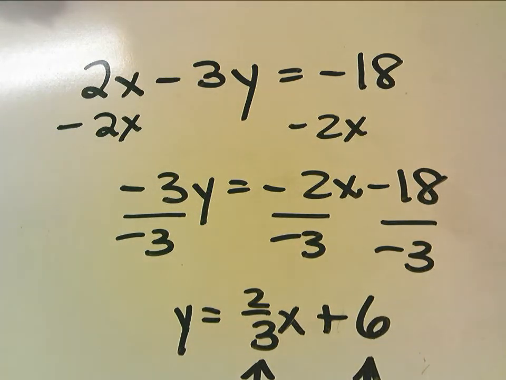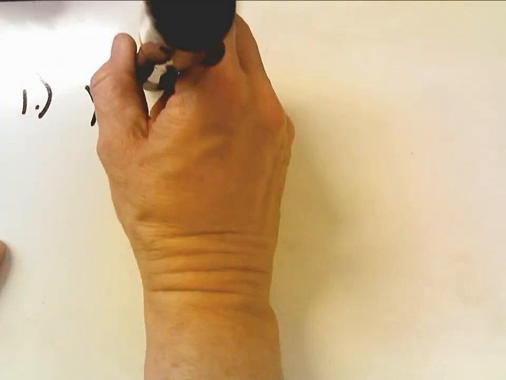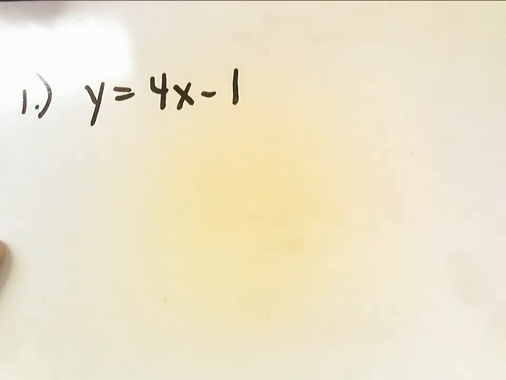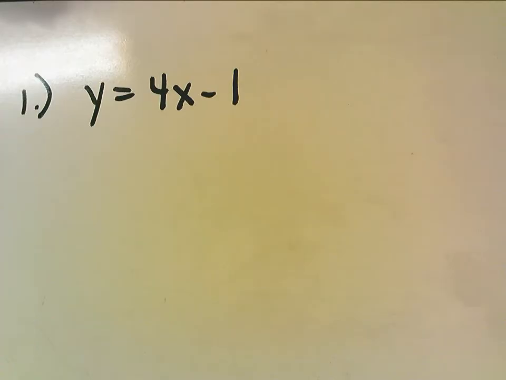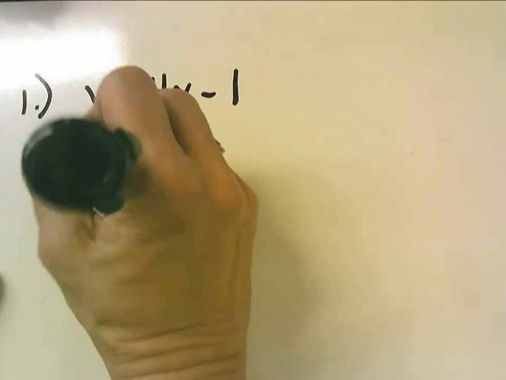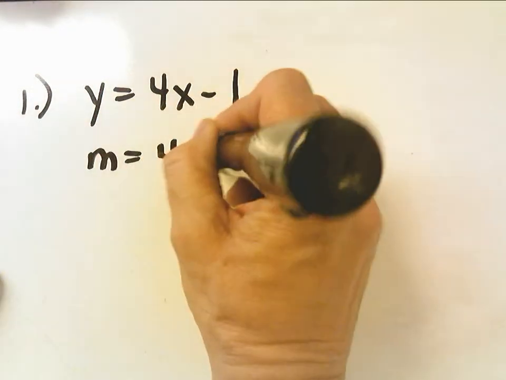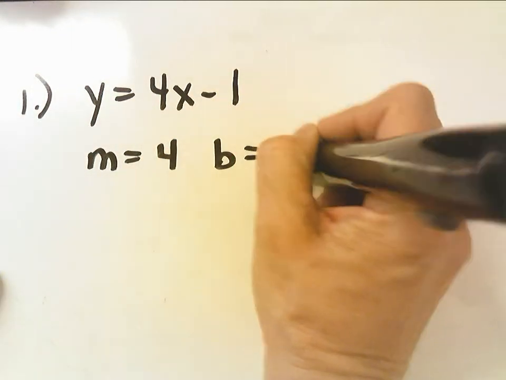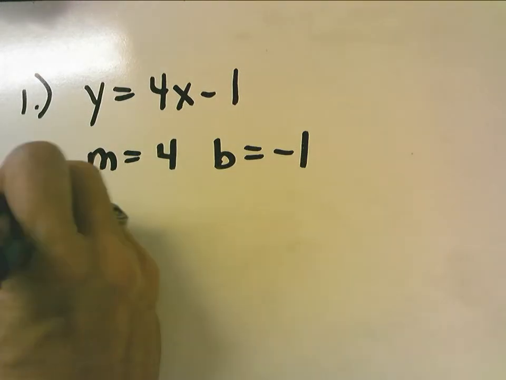So if an equation is not in slope-intercept form, sometimes the quickest way to get the slope and the intercept is to just put it into slope-intercept form. So if we look at the bottom of page 13, it asks us to identify the slope and the intercept here. Well, this is in slope-intercept form, so it's easy. M equals 4, b equals -1.